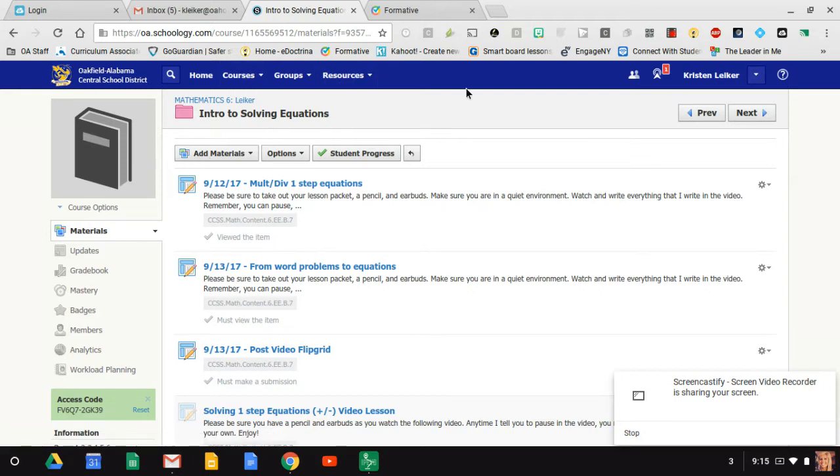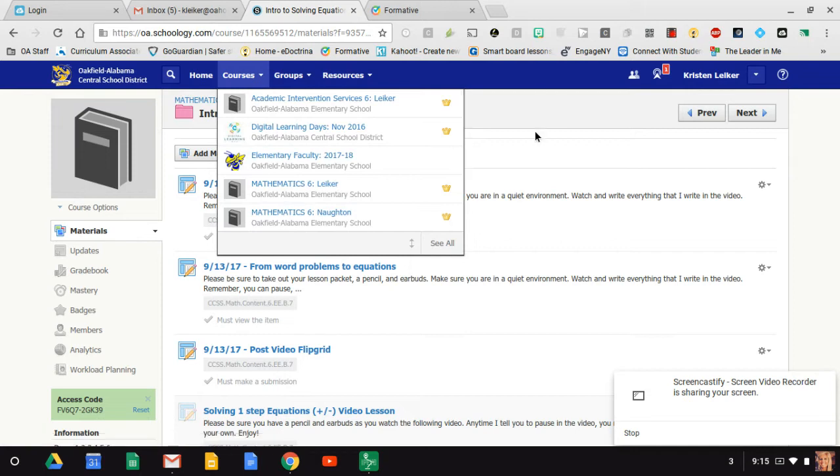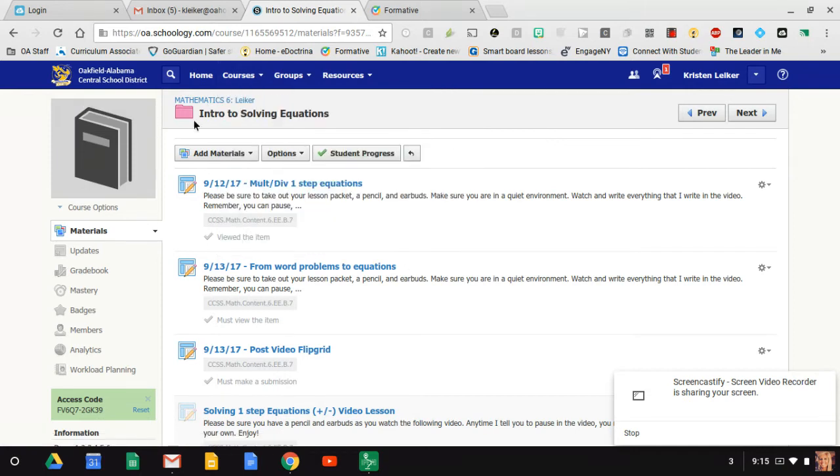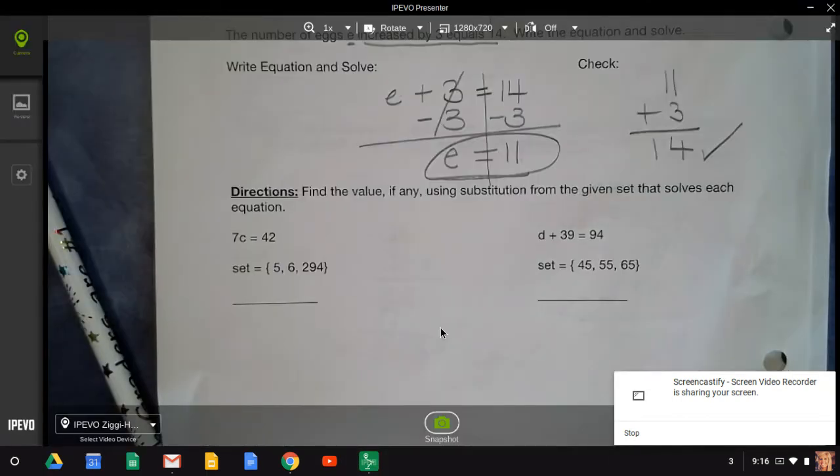Schoology, this is where your videos will always be unless you do not have Wi-Fi. So you will always access your videos through courses. You'll click on Mathematics, and then once you do that, you will click on a folder depending on what unit we're in. Right now we're in Intro to Solving Equations, so you'd click on that folder and then you would click on the video for the date that you're watching the video. I hope you don't have any more questions with that. I just wanted to clarify that for you. Now we'll get to our video.